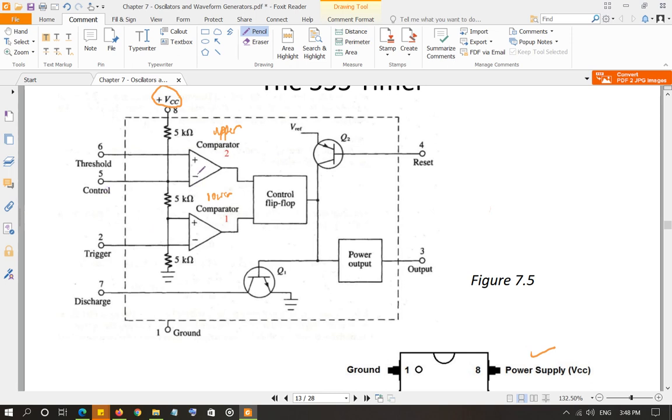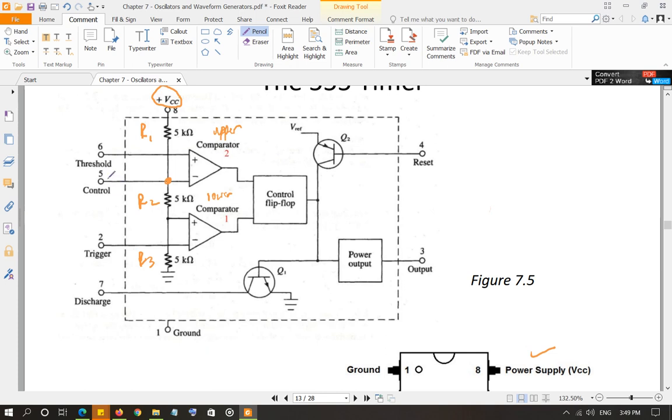which is connected to the inverting terminal of the upper comparator, and it is also connected at the junction of these two 5 kilo ohm resistors. If I call them R1, R2 and R3, although all three values are the same, so all of them are R's, but I'm just naming them R1, R2, R3, it is connected at the junction of R1 and R2, and this pin plays a very important role in determining how these two comparators are going to operate.